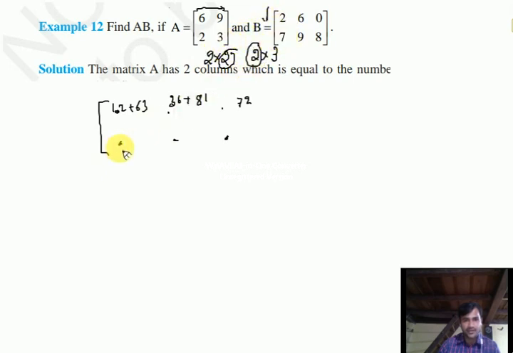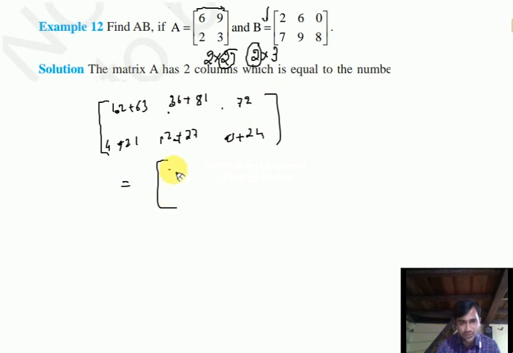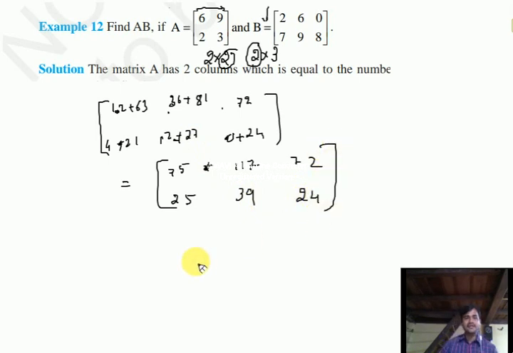7 into 3 is 21. So 4 plus 21. This is second row, second column. 2 into 6 is 12 plus 9 into 3 is 27. Then second row, third column, 0 plus 24. If you add all these, then 75 plus 80 plus 30 will be 110, plus 6 will be 117. Sorry, 117. This element is already 72. This is 25. This is 27 plus 12 is 39. This is 24. You can easily find A into B.